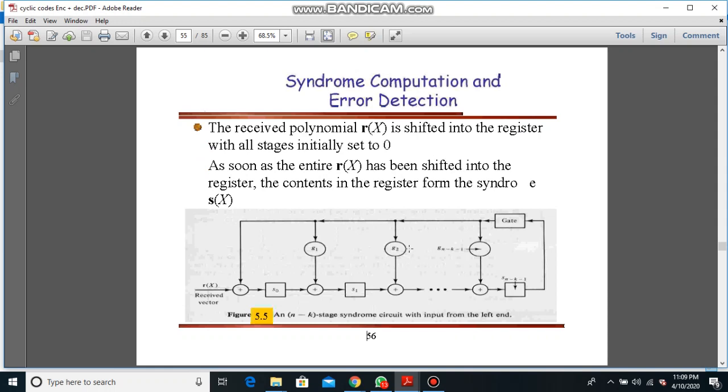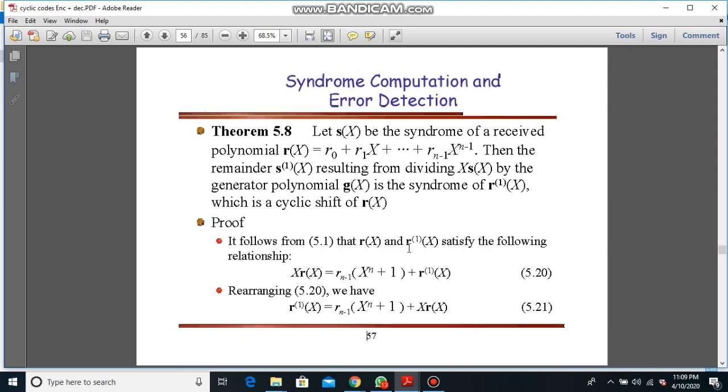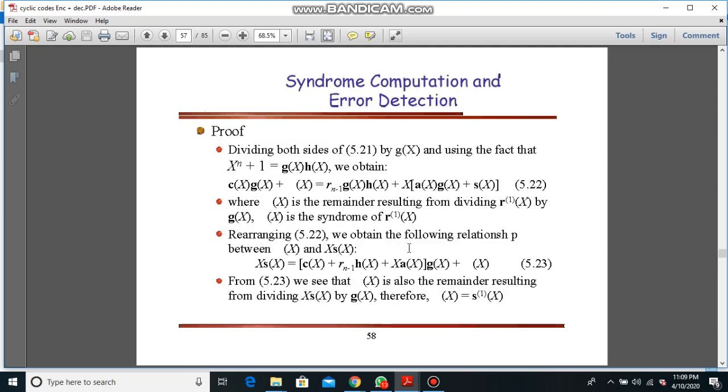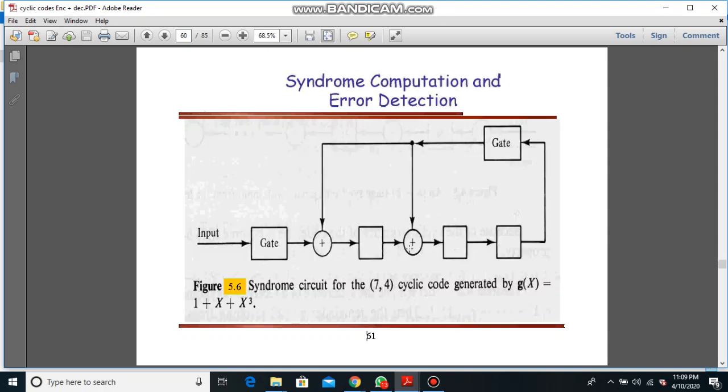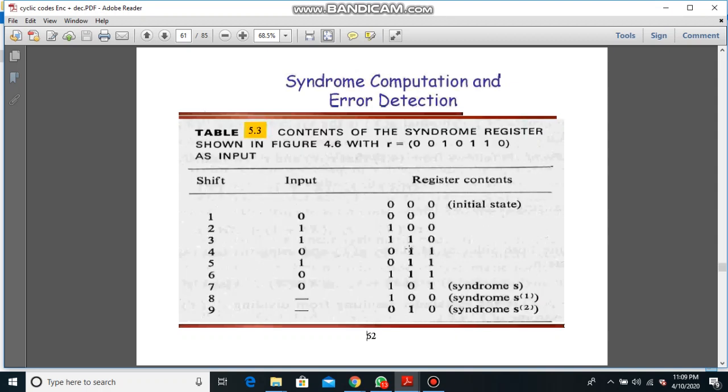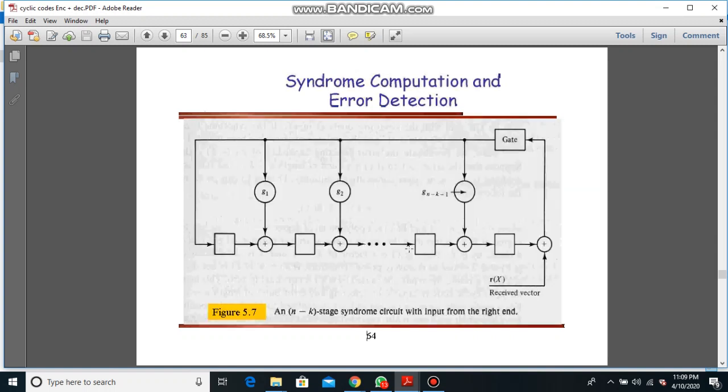This is my syndrome circuit. Syndrome calculation means designing of the decoder to find whether an error exists and in which bit the error exists. So syndrome calculation is the decoder calculation. So these are the simplifications of syndrome computation and error detection. So I think you will understand this concept of syndrome decoding and the error detection process.